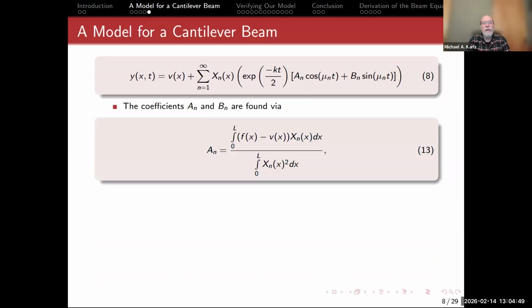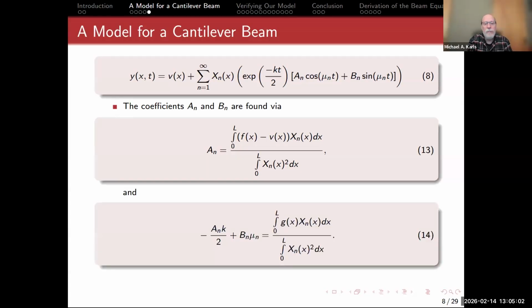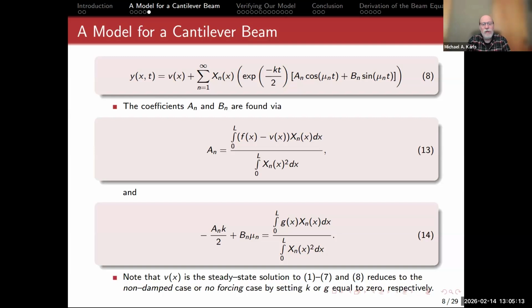Okay, so here's how you find the A_n's and B_n's. You find the A_n's by integrating the X sub n's against a shifted initial displacement f of x minus v of x. And then the A_n's and B_n's are related by equation 14 here. So this is how you can solve for the coefficients a sub n and b sub n. And the v of x, that's the steady state solution to this initial value boundary value problem. And solution 8 reduces to the non-damped case or no forcing case if you set the K or G coefficients equal to 0, respectively.